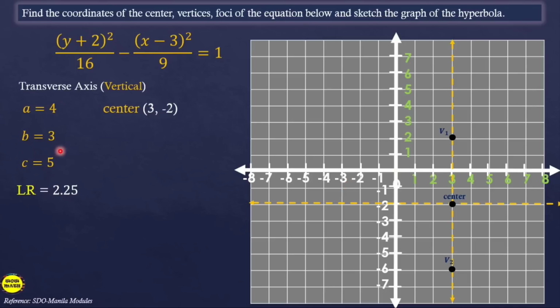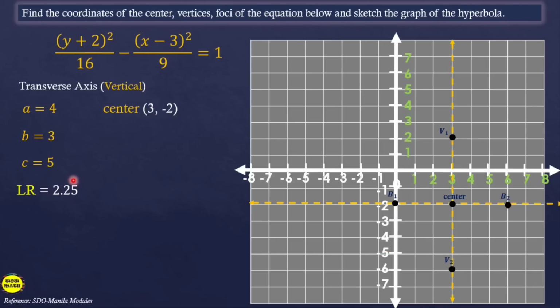Next is gamit yung value ng B para makuha natin yung co-vertex natin. Mula sa center, mag-move tayo ng 3 units, left and right, para sa co-vertex natin. So, 1, 2, 3. And then, dito rin sa right side, 1, 2, 3.